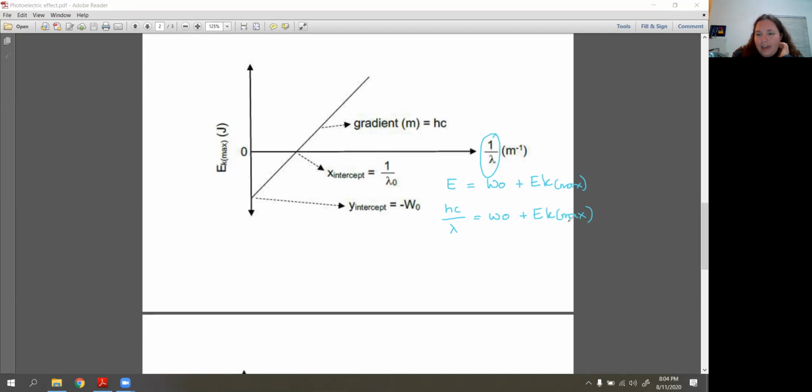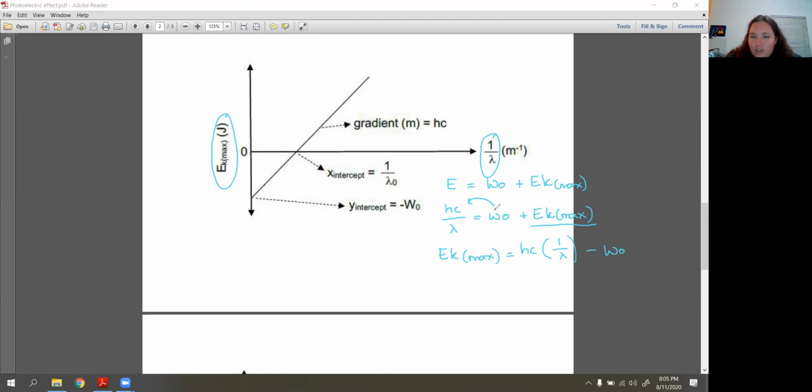I hope you're all getting the hang of this, rearranging the formula and bringing all the parts in. Now, I need to get the kinetic energy on its own because it's my y-intercept, so the W naught needs to go across. So EK maximum is equal to, I'm going to start splitting this here, HC multiplied by 1 over lambda, not plus, let's go back one step, minus W naught.